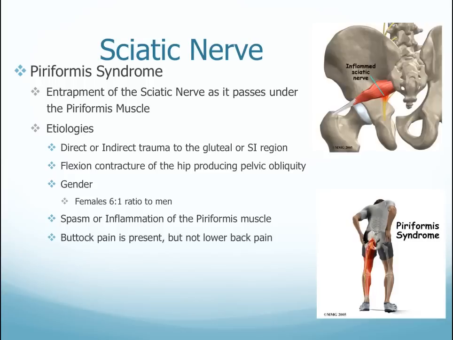Contracture of the hip causing pelvic obliquity can cause this. We tend to see this more in women than men, but that could be a reporting issue and not necessarily a genetic predisposition. There's spasm or inflammation to the piriformis muscle, putting direct compression over the sciatic nerve, very similar to that of what we see with pronator teres muscle.